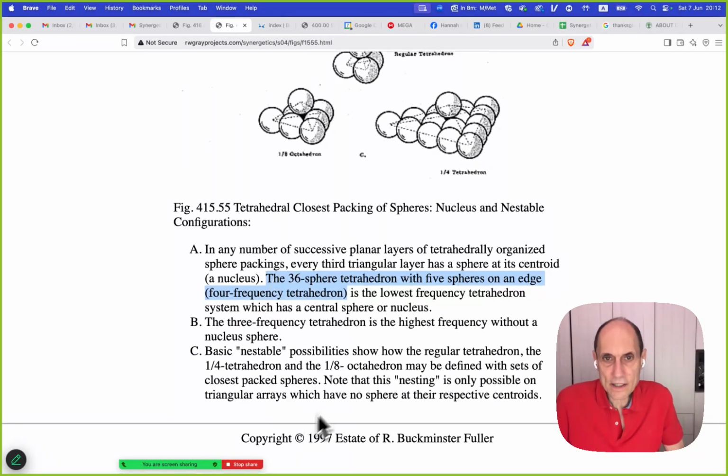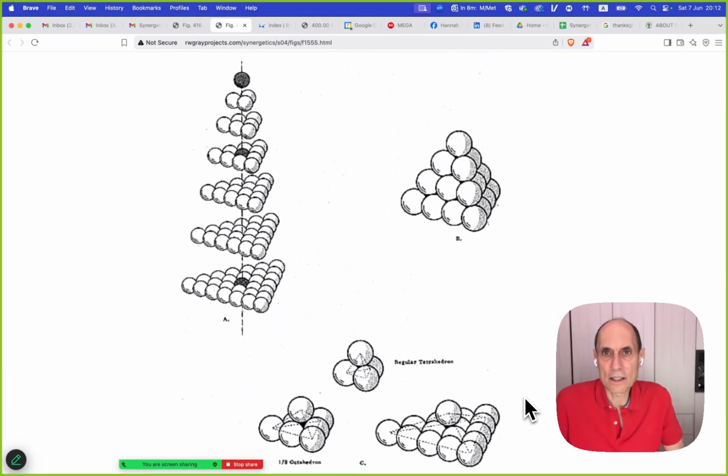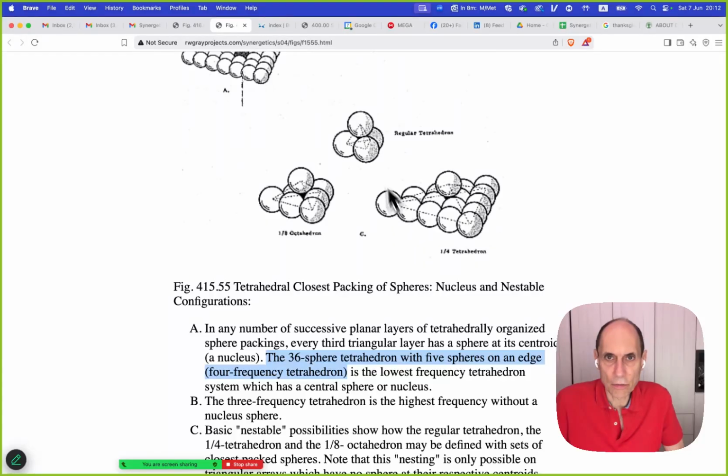C. Basic nestable possibilities show how the regular tetrahedron, the 1/4 tetrahedron, and the 1/8 octahedron may be defined with sets of closest packed spheres. Note that this nesting is only possible on triangular arrays which have no sphere at their respective centroids. And then Bucky has had rendered a regular tetrahedron, a 1/8 octahedron, and a 1/4 tetrahedron. So I would expect if you have 4 of these, you could construct a tetrahedron. Yeah. And I would expect if you have 8 of these, you could construct an octahedron.